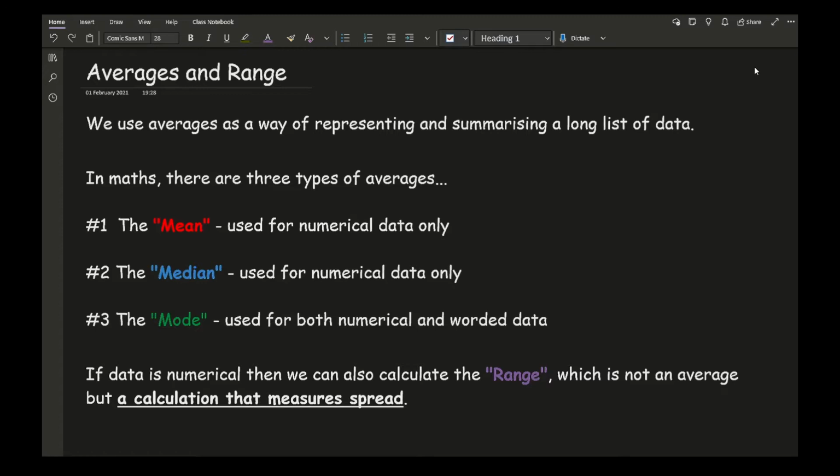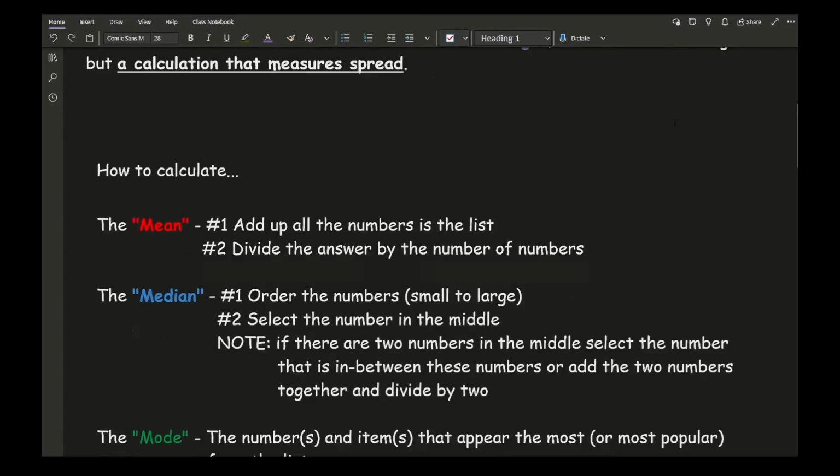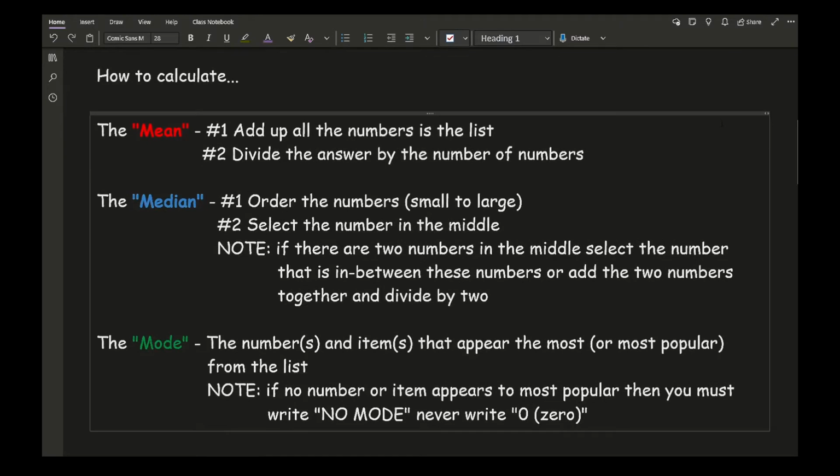Now if data is numerical, so in other words you've got a list of numbers, you can also calculate the range. The most important thing not to get confused by is that the range is not an average. The range is a calculation that measures the spread of data. So let's have a look at how we calculate these four things.